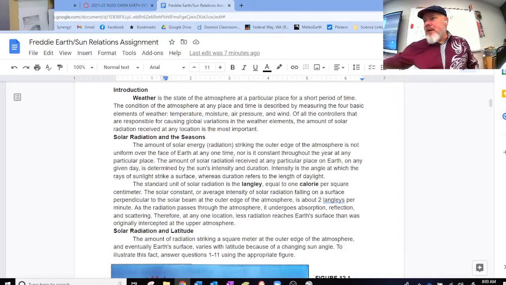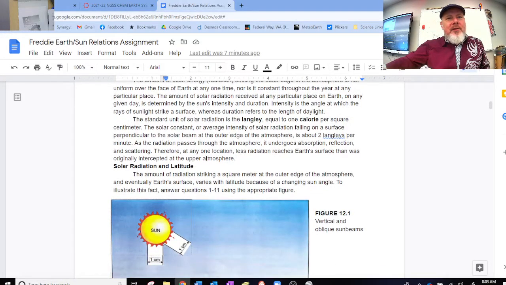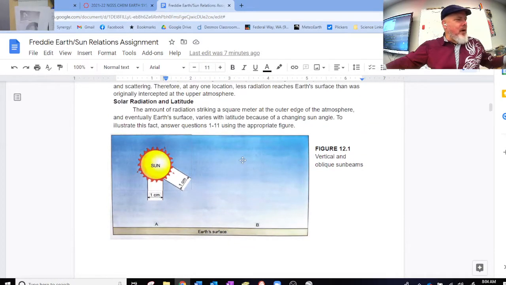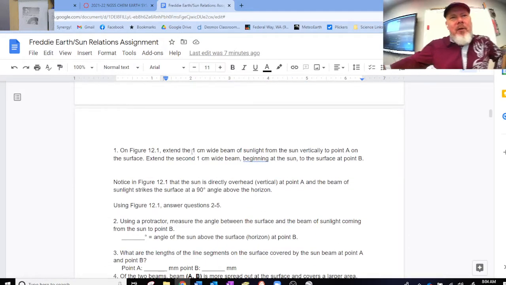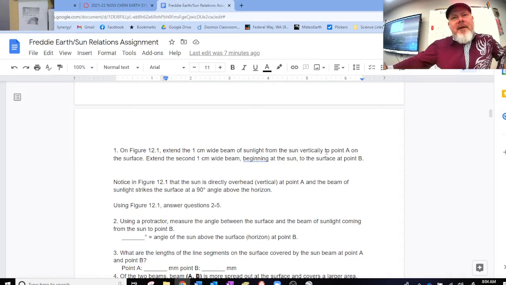But more importantly, let's get back to the lab. So with this lab, you need to make sure you read through this part. That's the part I just saw. Notice that this is figure 12.1. Now, you're not going to be able to draw on this, and it's going to ask you to draw on it with question 1. It says question 1, on figure 12.1, extend the 1 centimeter wide beam of sunlight vertically to point A on the surface, and the second, extend a second 1 centimeter beam beginning at the sun to the surface at point B.